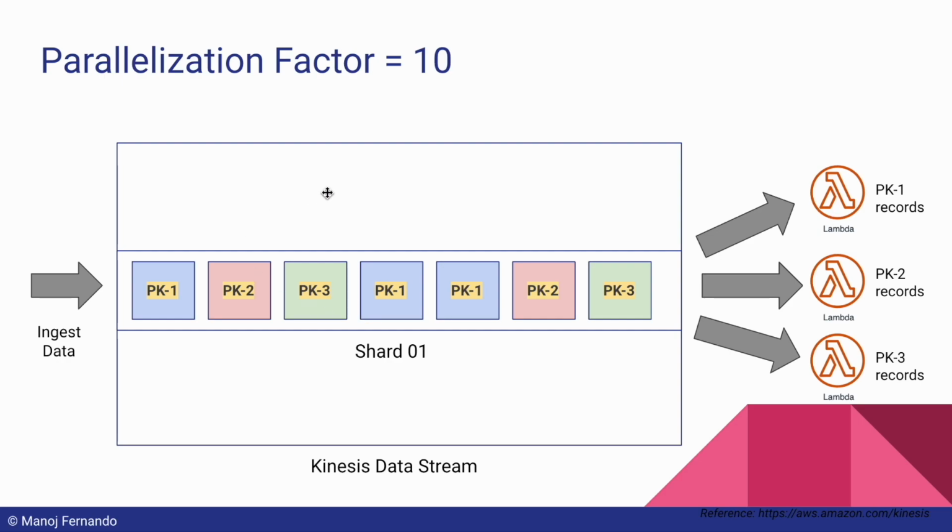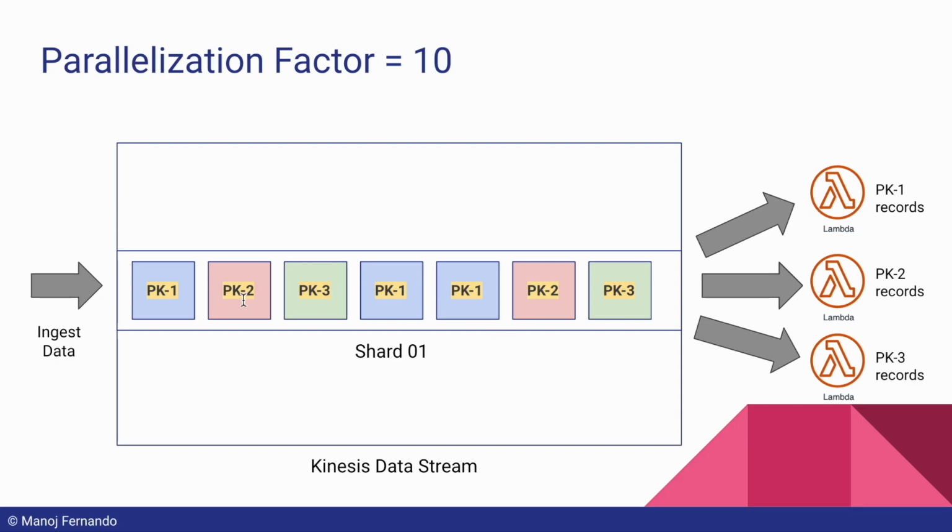Now if you have another shard, you can have up to another 10 Lambda functions consuming that shard as well. So this parallelization factor of 10 is associated with a shard. So each shard can have up to 10 parallel executions of the Lambda function. Now this is one thing I want you to remember.